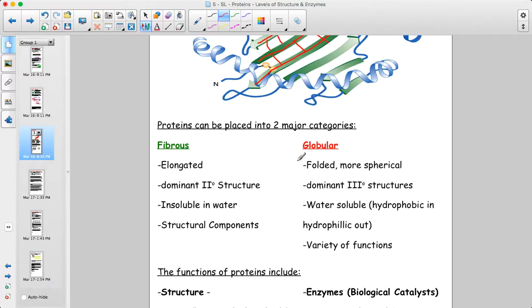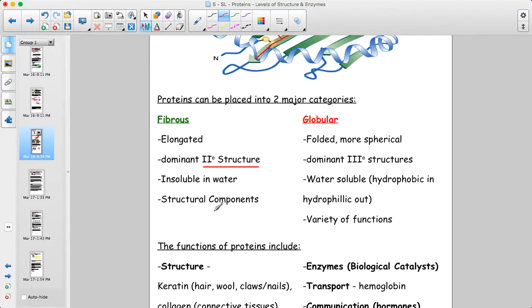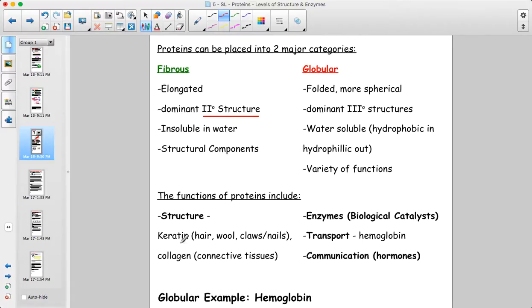So the two major categories of proteins, or some ways to think about them, is as fibrous proteins versus globular proteins. And so fibrous proteins are sort of, think of the word fiber. They tend to be quite long, and what's really dominant about them is their secondary structures, especially those alpha helices. They tend to be insoluble in water, and they tend to be structural components inside of biological specimens. So things like keratin, which makes up hair and wool and claws, but also collagen, which is important for connective tissues.